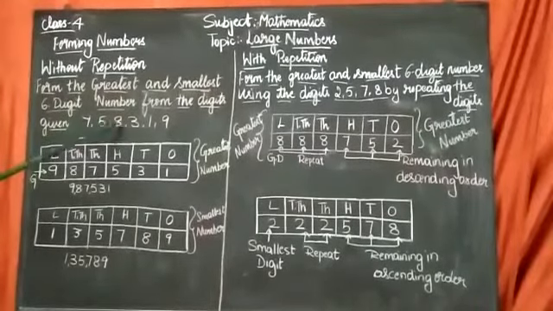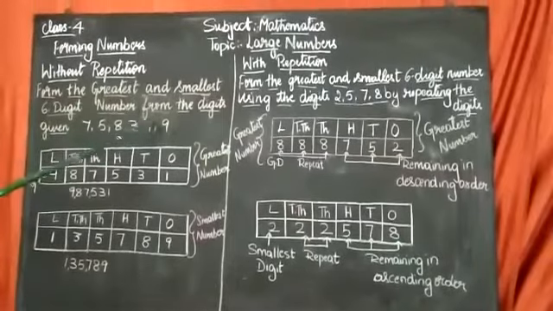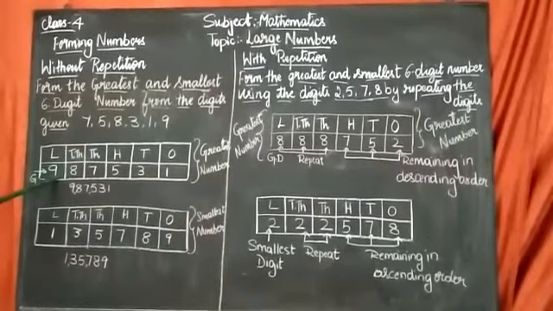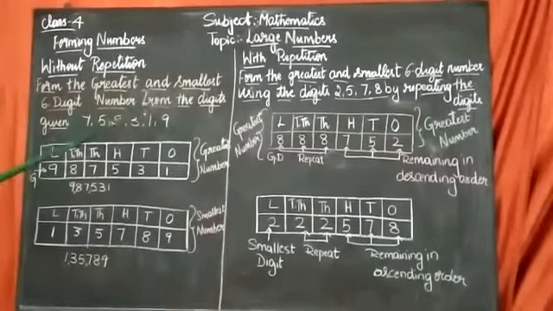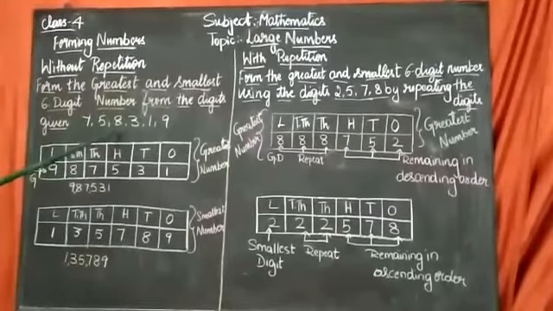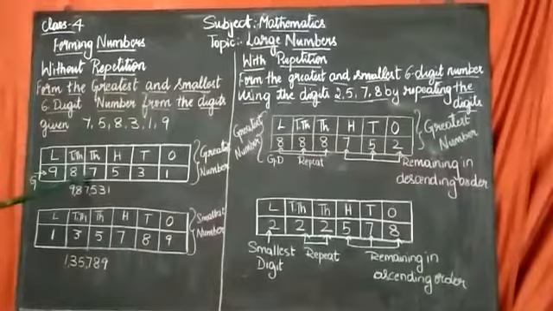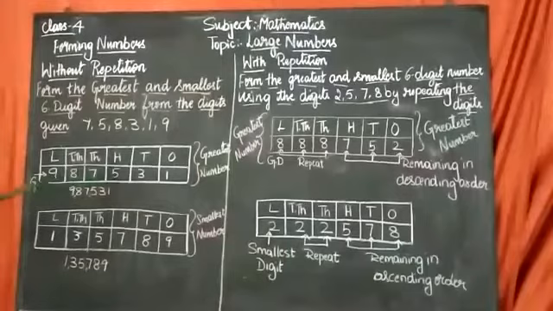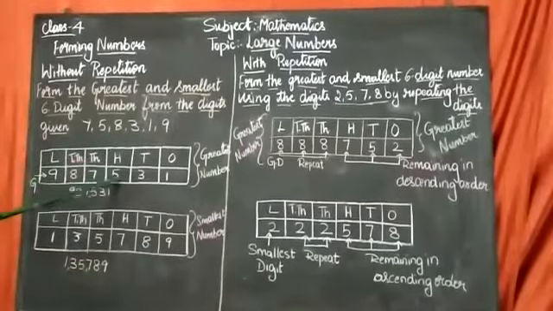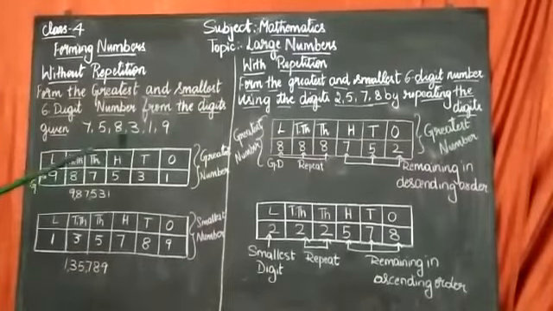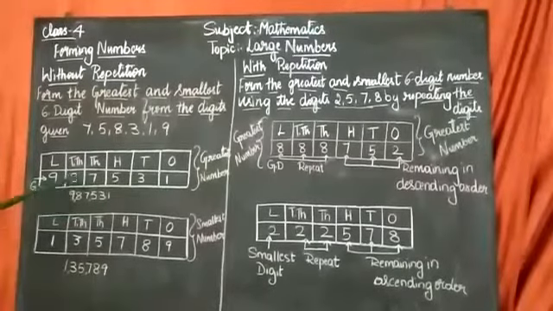Now see here, in these digits which is the greatest number? Yes, very good, 9. 9 comes in the lakhs place. Then smaller than 9 is, yes, 8. Then smaller than 8 is 7. Then smaller than 7 in these digits is 5. Then smaller than 5 here is 3. Then smaller than 3 here is 1. So we got the number here.